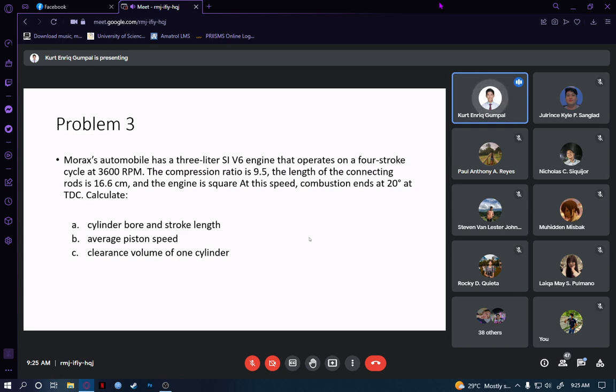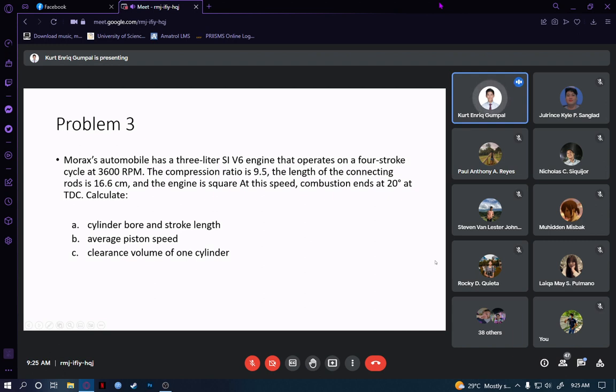So Morax's automobile has a 3-liter SI, spark ignition, which is gasoline. So Morax's automobile has a 3-liter SI V6 engine. V6 is 6 cylinders. That operates on a 4-stroke cycle at 3,600 RPM. Your compression ratio is 9.5. The length of the connecting rods is 16.6 cm. The last part will be for your problem solving later on.